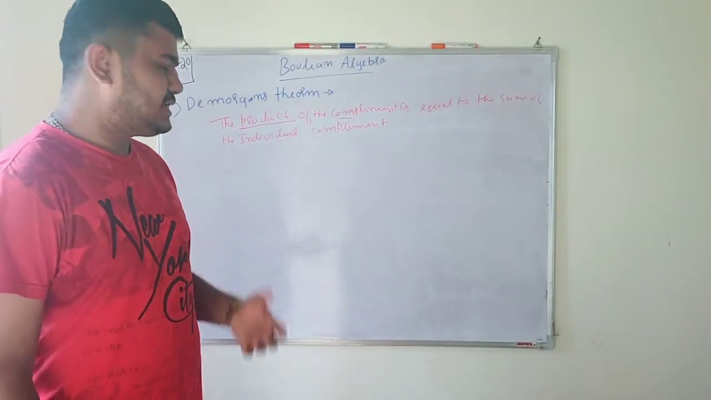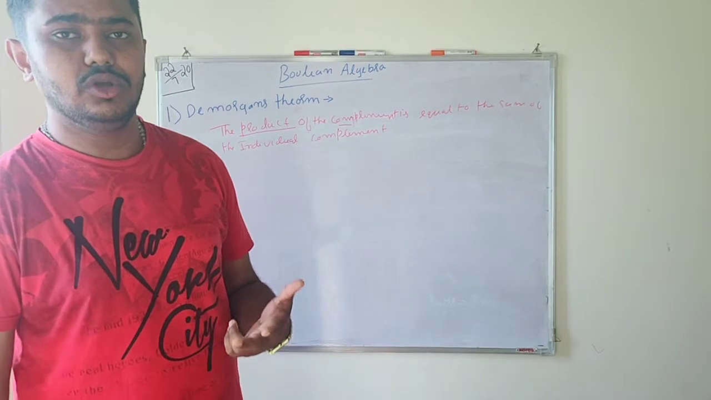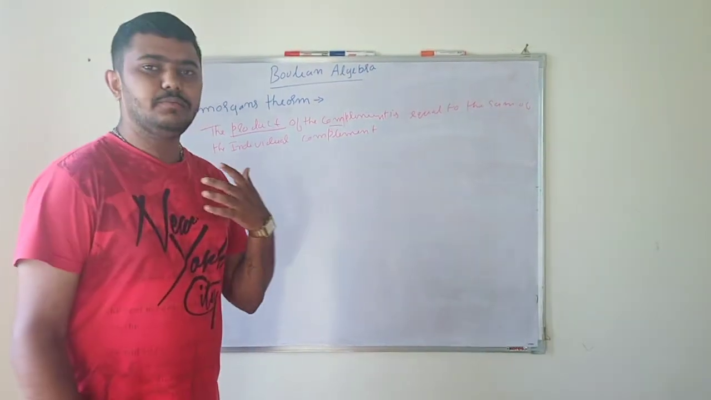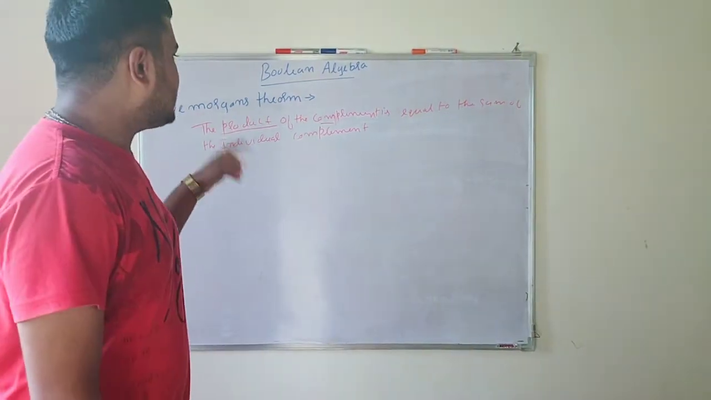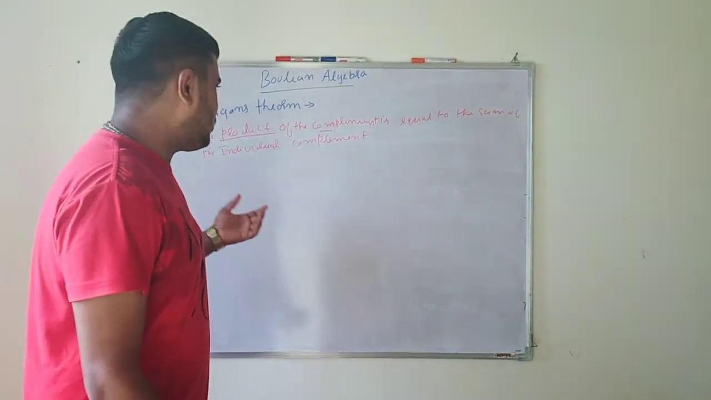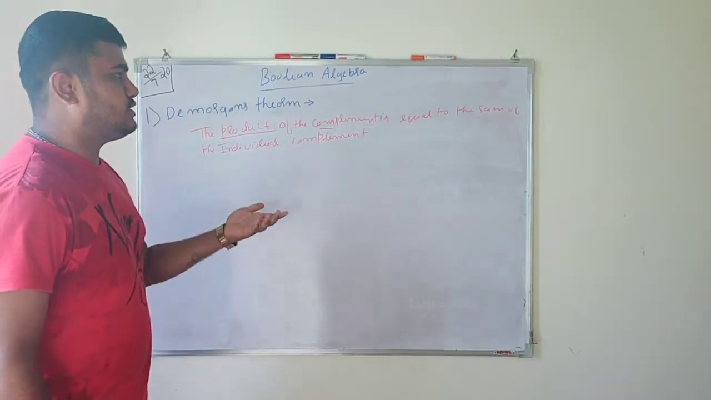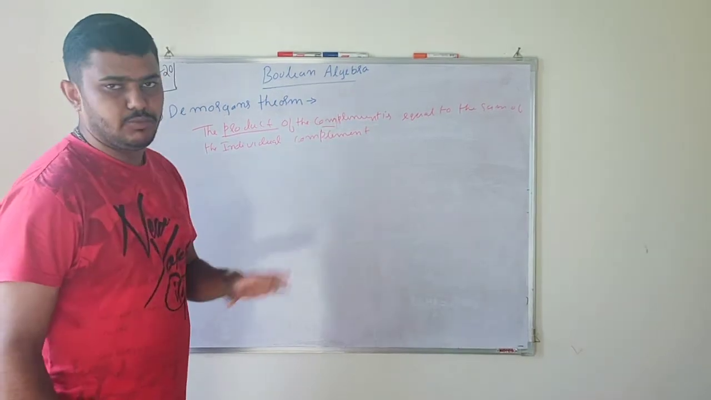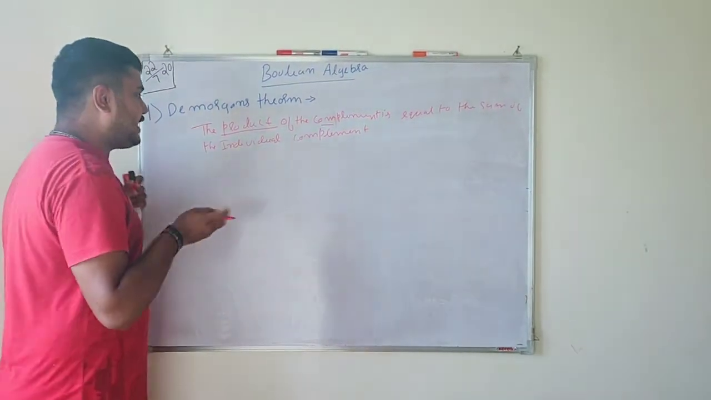So today in this class, let us learn what De Morgan's second law states. Previously we have learned De Morgan's first theorem, which states that the sum of the complements is equal to the product of the individual components. But De Morgan's second law states that the product of the complement is equal to the sum of the individual components. So let us see how we write that in a logical variable structure.